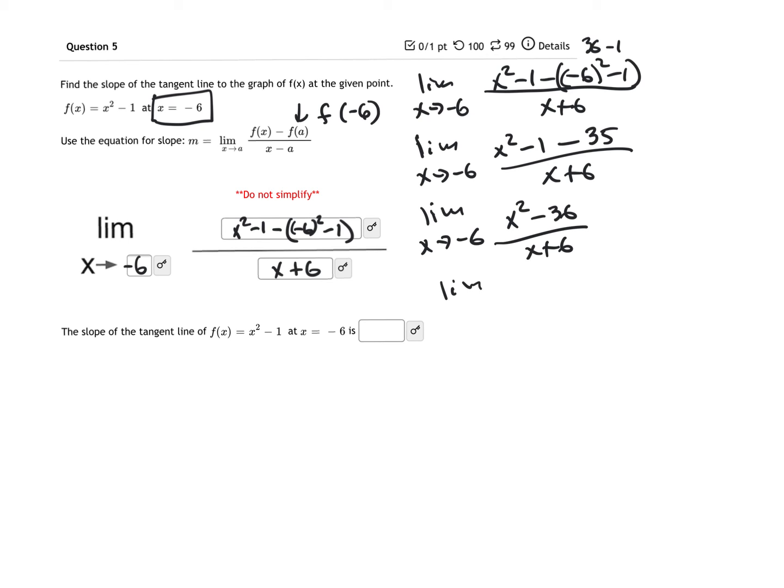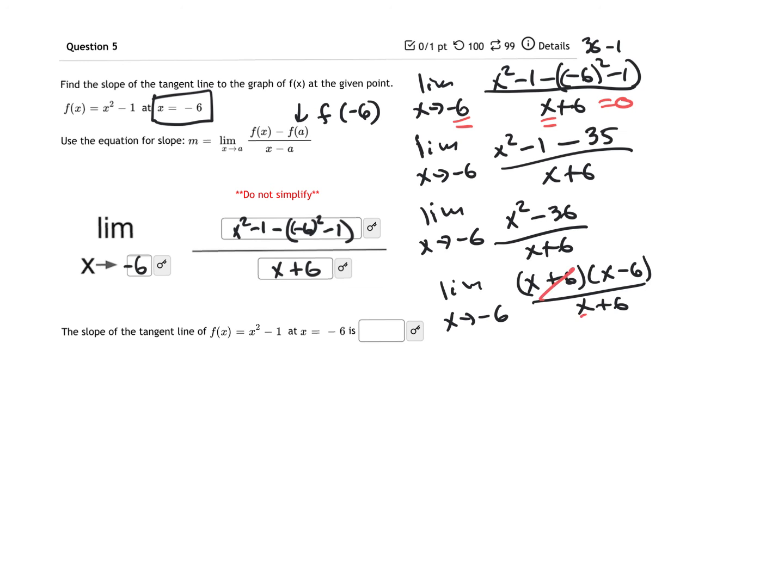Now, I'll notice that the top of this will factor because that's a difference of squares. So that factors into x plus 6 and x minus 6, over x plus 6. Now, you'll notice that if I were to go back to the original problem and just try sticking -6 in there for x, I would get 0.